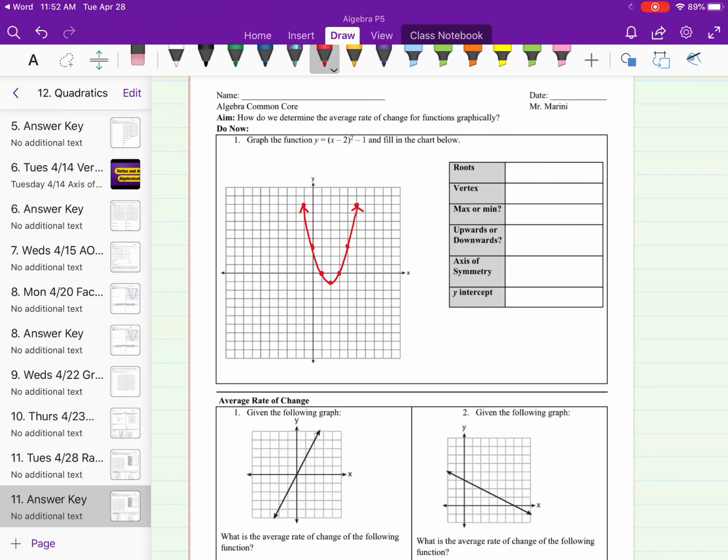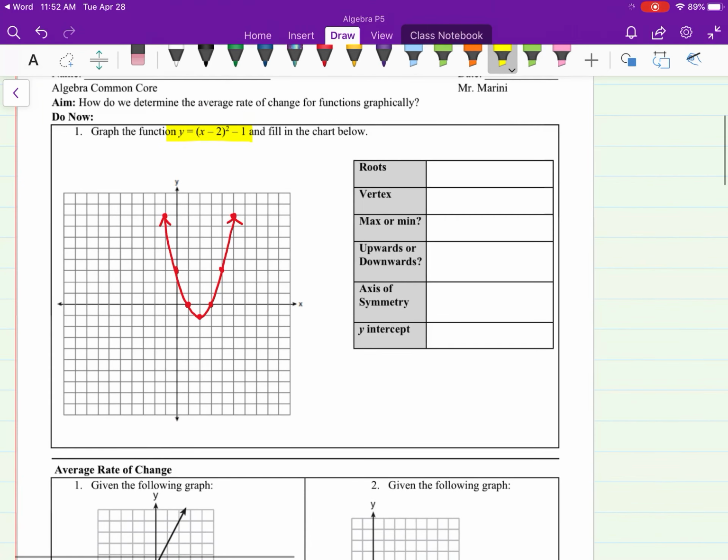I already went ahead in the first problem, graphed this function, (x - 2)² - 1, but I also want to fill in these answers here. I have some questions on the graph. So what are the roots? Again, this is a little bit of review, which is always good.